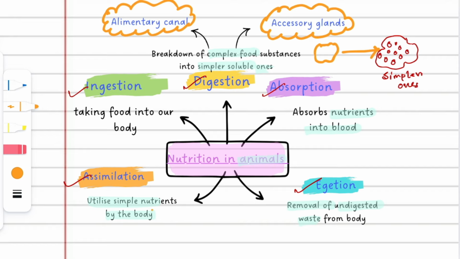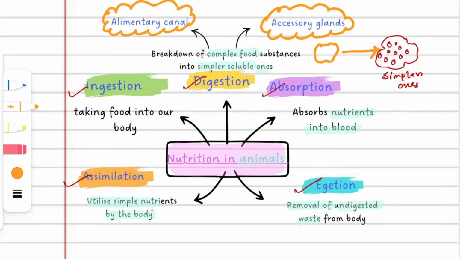Accessory glands are not part of the alimentary canal, but they are present around it and just pour their secretion into it. They only help in digestion, nothing else than that. They are not part of the alimentary canal.